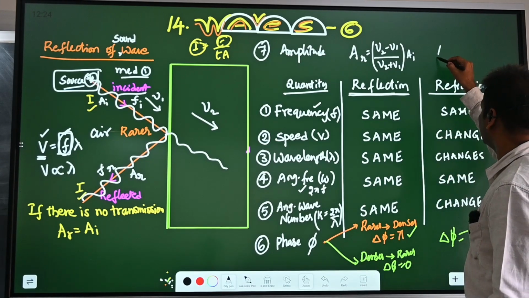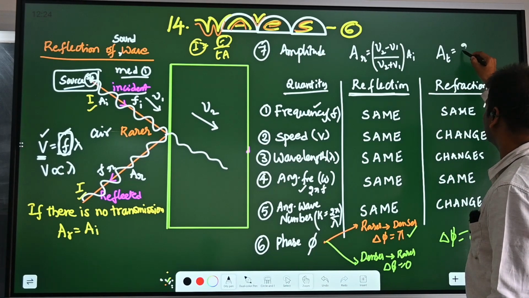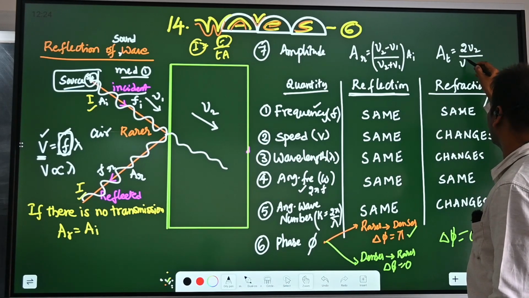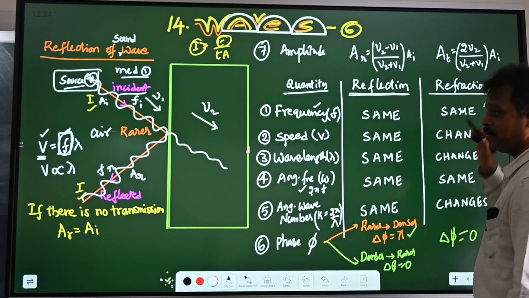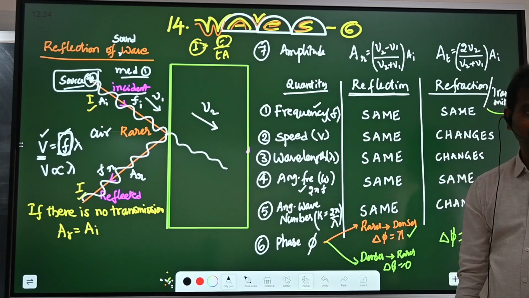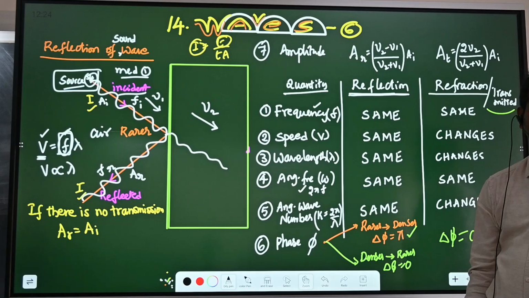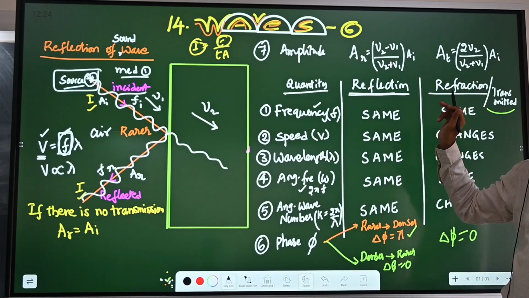Now similarly, what is A transmitted? 2V2 by (V2 plus V1) into AI. These formulas are useful only for JEE Advanced. But just remember these formulas. Enough.